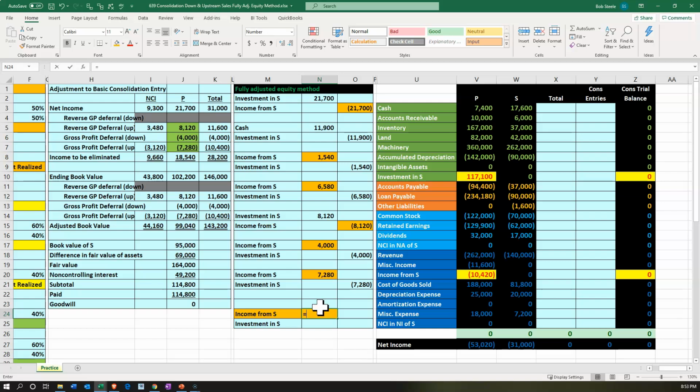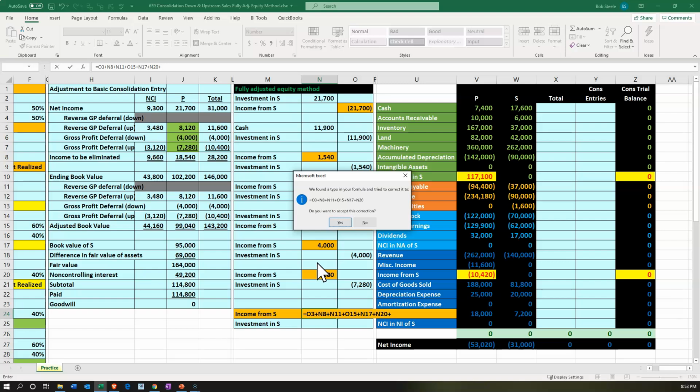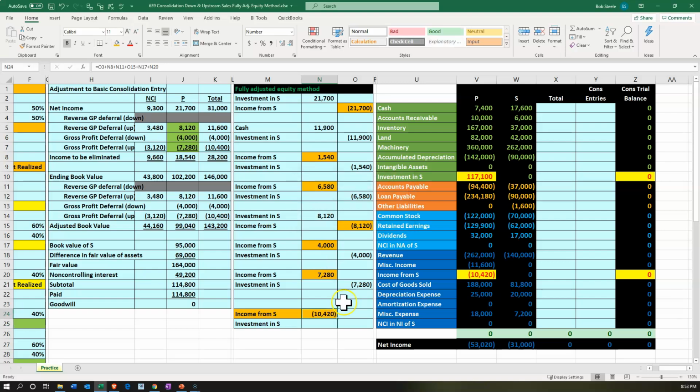Okay, income accounts then are going to be equal to 21,700 plus the 154 plus the 6580 plus the 8120 plus the 4,000 plus the 7280. But there it is. So the 10,420, that looks good. That ties out. And then the investment account, I'll pick up the 21,700 plus this one plus this plus this plus this plus this plus this. Now that doesn't tie out, of course, over here because again, we don't have all the information from the point in time the consolidation took place.